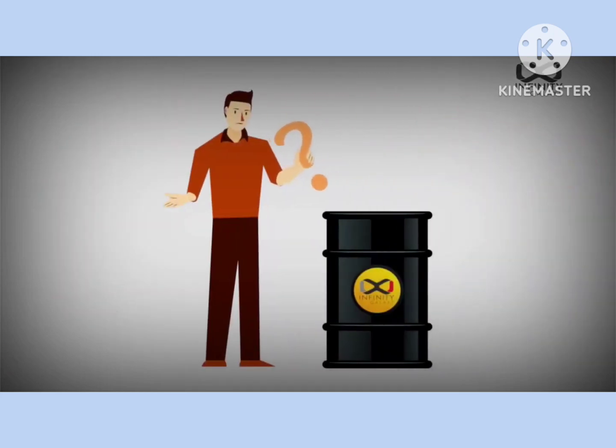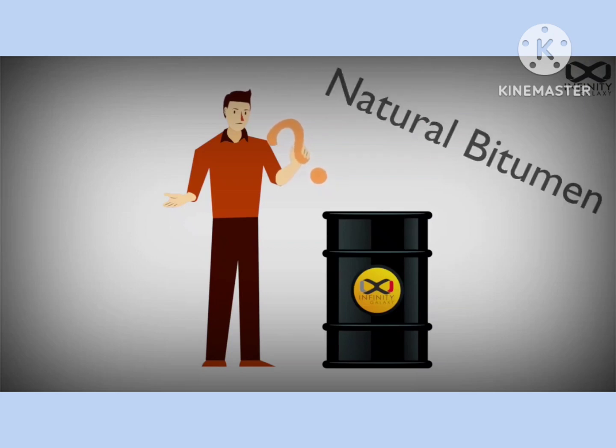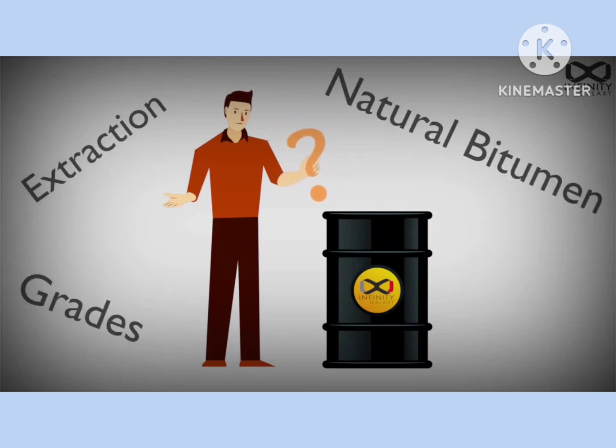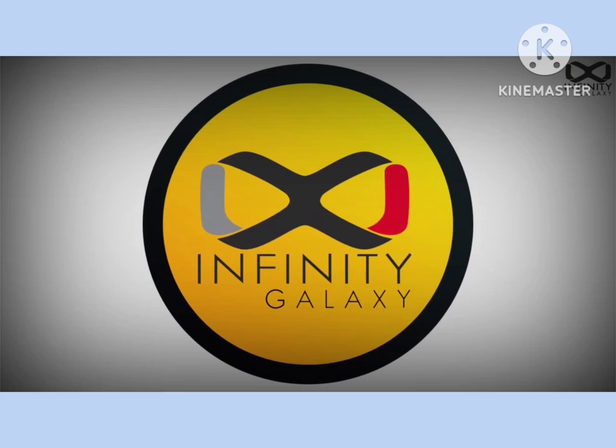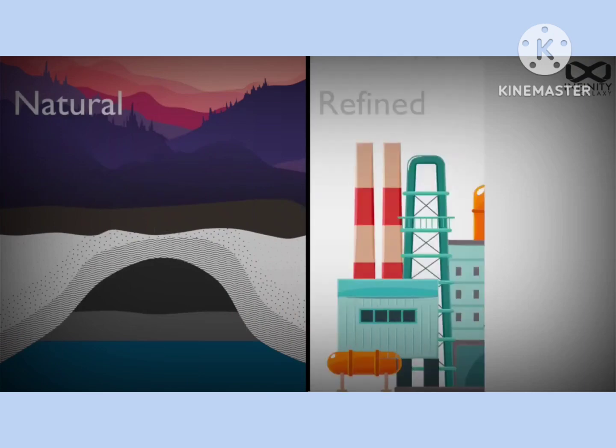Not everybody knows how bitumen is created in nature, how it is extracted from the oil, what the classifications are, as well as the usages of each type. Stay with us to become familiar with the bitumen types and classifications. In general, bitumen is divided into two categories, natural and refined.